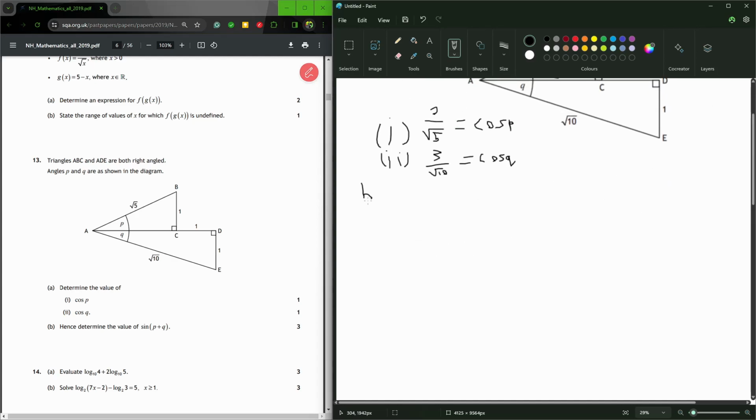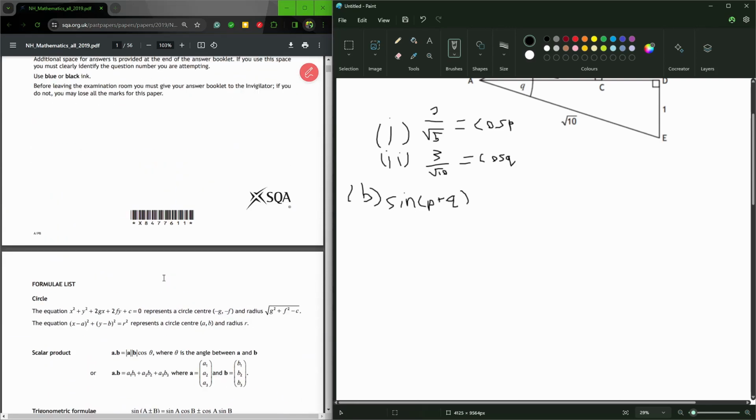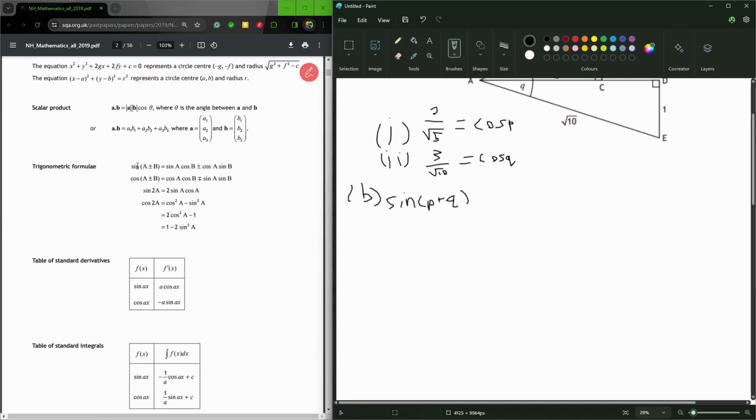On to B. Hence determine the value of sine P plus Q. What? This seems like it just comes straight out of left field, doesn't it? Well, don't you worry, because I'll quickly write down what we're calculating, just because it does help you get in the headspace. There you go. So we want to calculate this. Well, how on earth are we going to do that? Whenever you're in luck, go to the formula sheet and it will tell you everything you need to know.